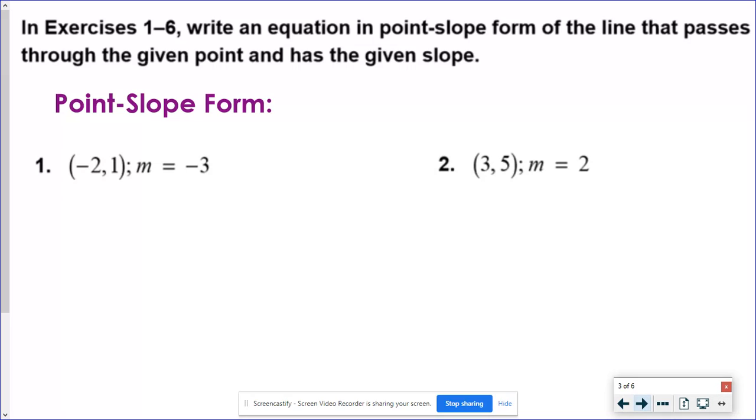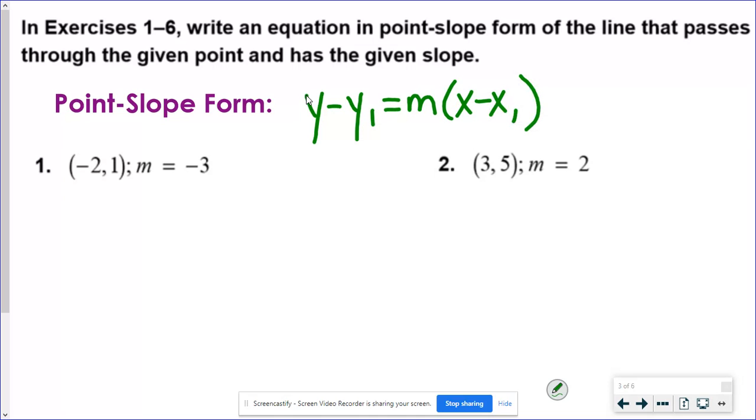Okay, so once again, point-slope form looks like this. y minus y sub 1 equals m, and then in parentheses, x minus x sub 1. When I'm writing this, typically what I'm going to say is instead of the y sub 1 and the x sub 1, I'm going to say y minus my y number equals m times x minus my x number. The y number and the x number are from the ordered pair.